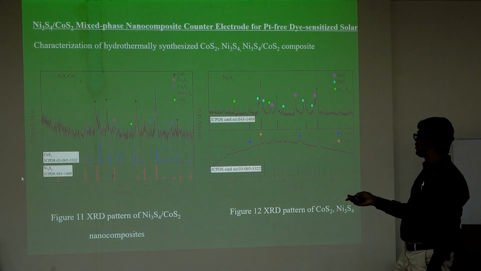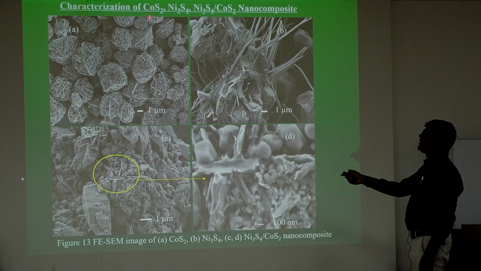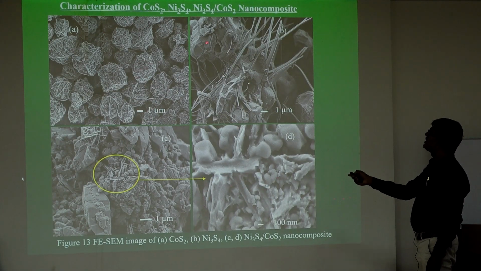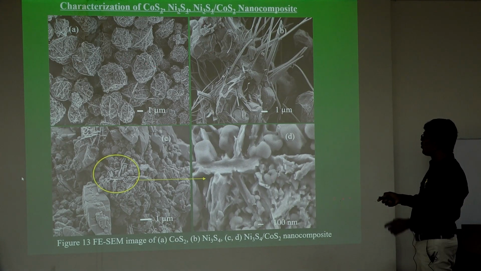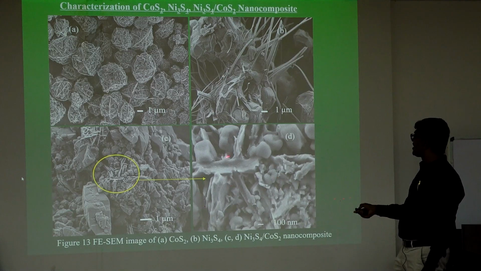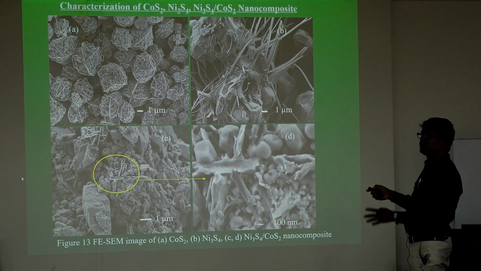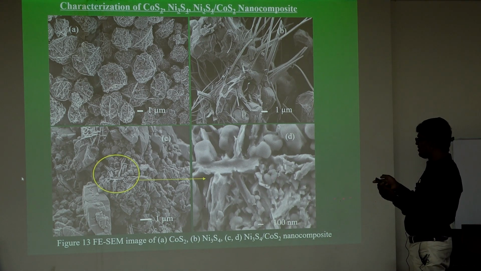So XRD, don't worry about XRD. Okay, we go to this one. Because of cobalt, it shows a twin ball structure. Since nickel is there, nickel shows only broken nanosheets. You can see here, it forms broken nanosheets and nanowires morphology. Nickel forms broken nanowires. Cobalt will form a twin ball. So we can notice a mixture of these two morphologies. These are very interesting images.